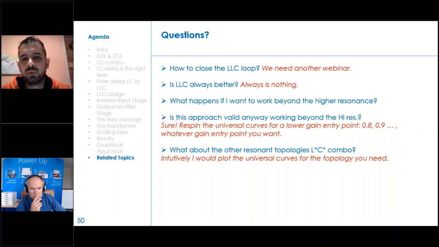What happens if I want to work beyond the higher resonance? Again, I discussed this point during the presentation. You lose zero current switching. It's true that you get lower RMS current, but you work with higher frequencies, so more losses. It depends on the design you need to do. Is this approach valid anyway, working beyond the high resonance? Yes, I answered this question too. Respin the universal curves for a lower gain entry point, 0.8, the one you're looking for, but the universal curve approach stays valid anyway.